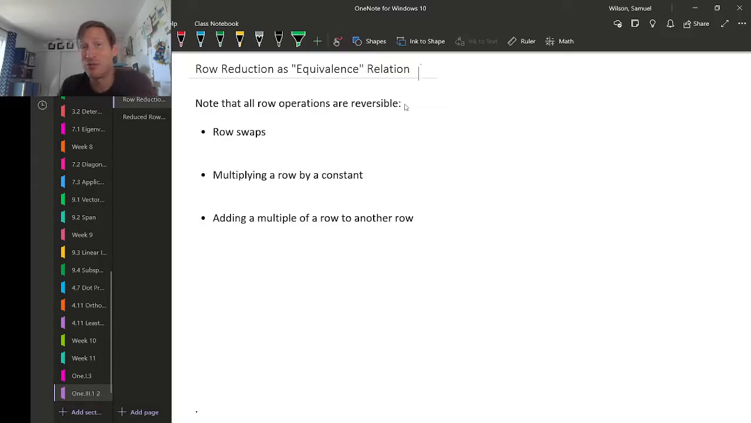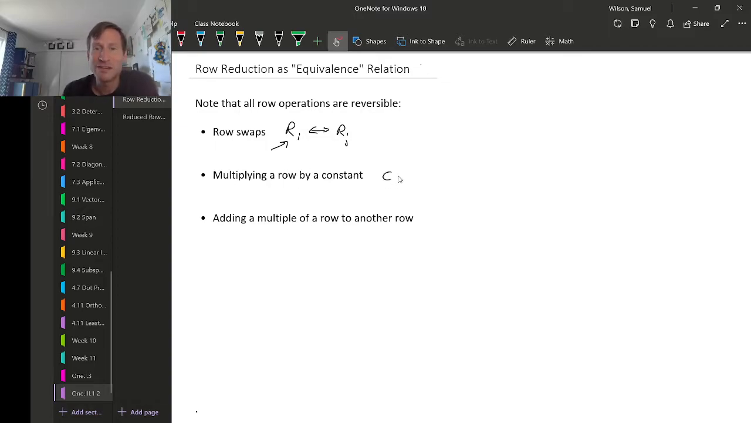One insight that will actually pay some dividends is just to notice that all of our row operations are reversible. To check this, let's go one by one. For row swapping, if we interchange row i with row j, how can we undo that? Well, to undo that, just swap them back. That's another row operation. So we can undo a row swap by doing another row swap operation.